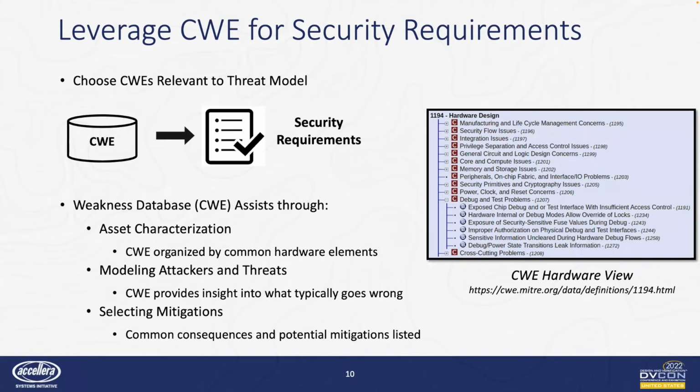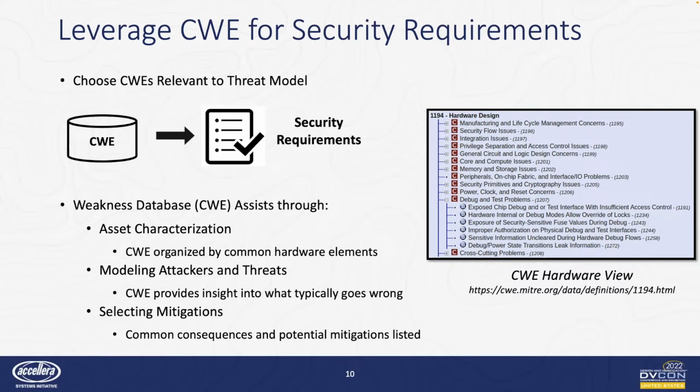While each design is unique and the process of identifying assets requires design knowledge, many designs share common hardware features such as memory mapped registers in peripherals, keys stored in one-time programmable memory, test and debug logic, etc. The categories in hardware CWE speak to what can go wrong with respect to common design elements and processes.